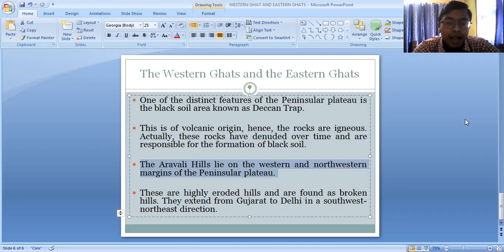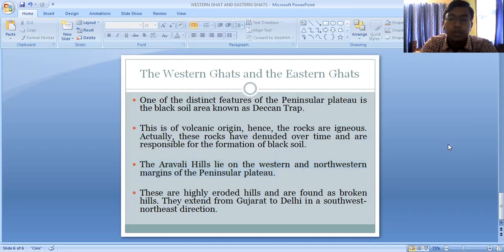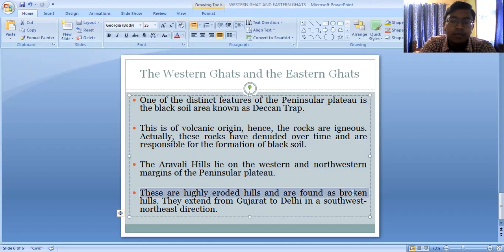Okay, these are highly eroded hills and are found as broken hills. So basically the Aravalli Hills are highly eroded hills. That means the Aravalli Hills have undergone the process of breaking down and disintegration over a very long period of time actually. And they are fragmented, they are not a continuous chain of mountains, but fragmented small hills. They extend from Gujarat to Delhi in the southwest to the northeast direction actually.